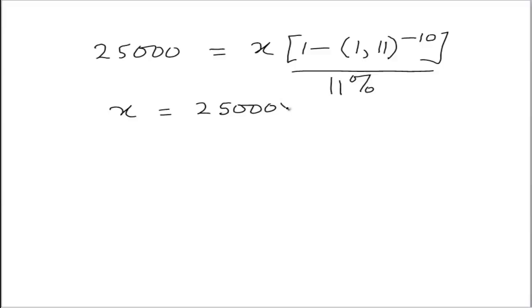And then you want x, so you say x is equal to 25,000 times 11%, all over 1 minus 1.11 to the minus 10. Now remember that this could be a multiple choice question where these are the options that would be given. Because you're not using the calculator, they don't expect you to do that. And we will move to the next problem.